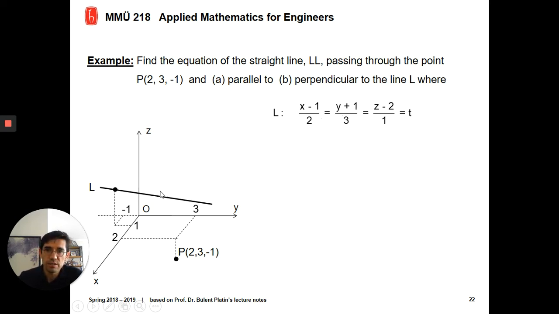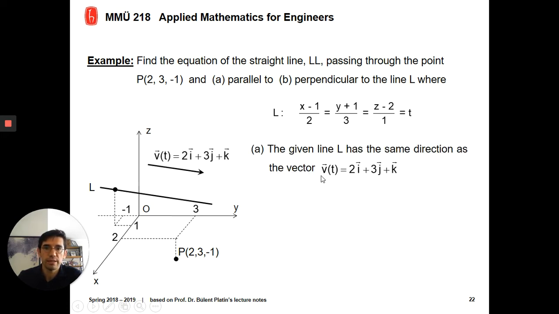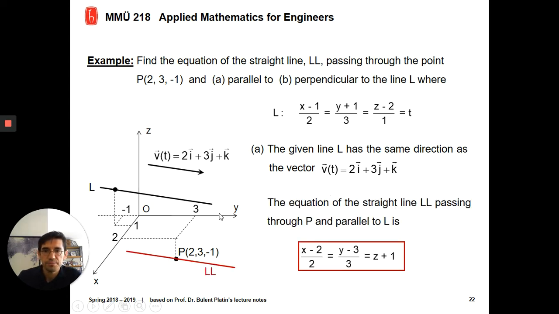So what is the equation of the vector that is on that line or parallel to that line? It will be coming out from here. If you take all these terms to this side, you will see that the vector vt, which is constructed by 2i, 3j, and 1k, which are the coefficients here, can now be used in the parametric form vt, and the equation of line LL passing through this point will be parallel to this line.